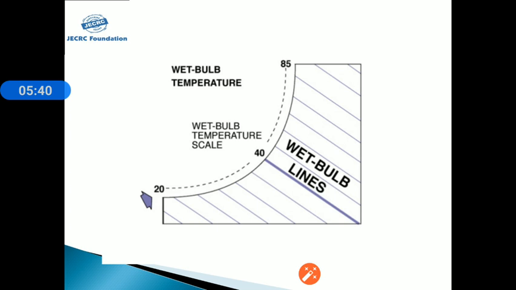Wet bulb temperature. In this psychrometric chart, the inclined lines are called the wet bulb lines, and the temperature denoted on that curve is called the wet bulb temperature.